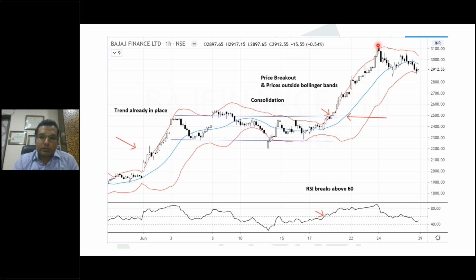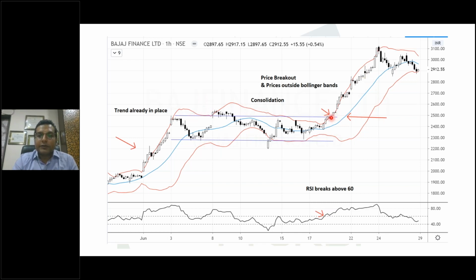Now, you can trail this move, or you can trail your positions using this middle band, that is the 20 period band. Once the price comes and closes below this band, you can exit your positions, or you can trail using any methods that you're using. Right? There is no hard and fast rule. You can use a 10 period moving average, you can use a 9 period moving average, you can use the ATR, anything you want to trail your stops.